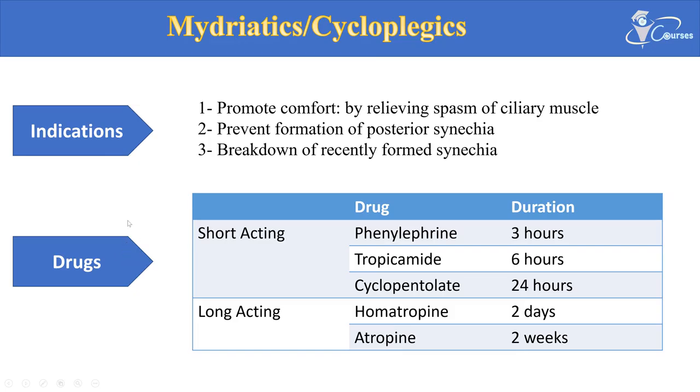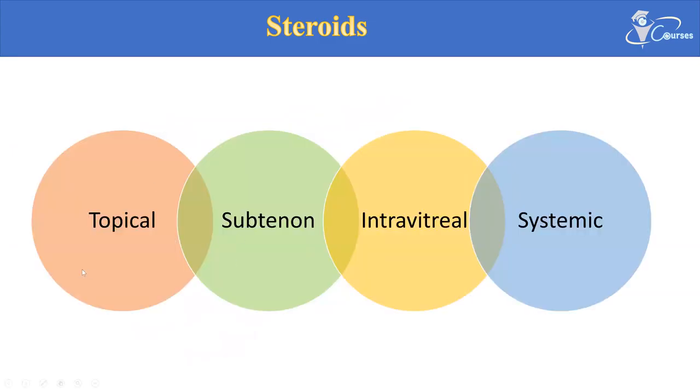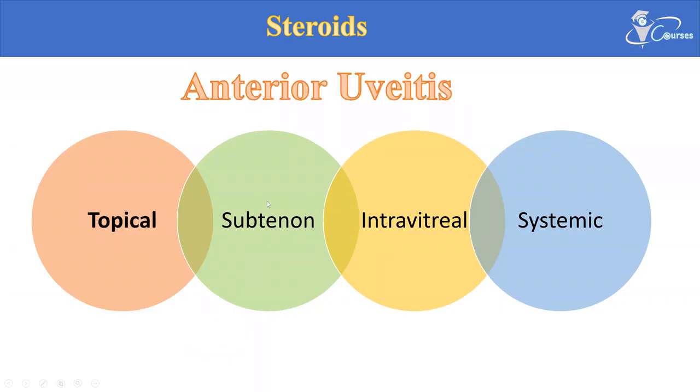Regarding the other medications such as steroids, how can we administer steroids for those patients? It can be done in different ways. It can be topical, intravitreal, periocular, or subtenon, or systemic administration such as oral or intravenous. So all these are the routes for steroid administration. The route will depend mainly on the anatomical location.